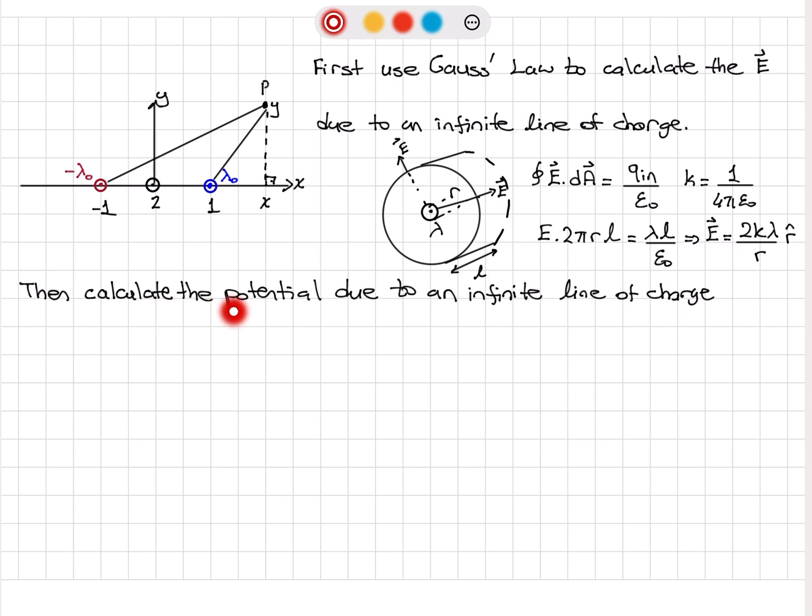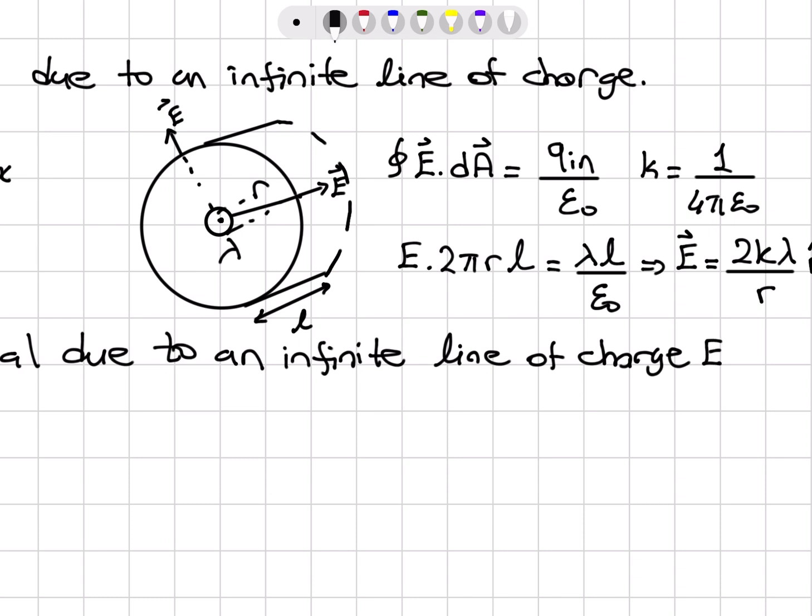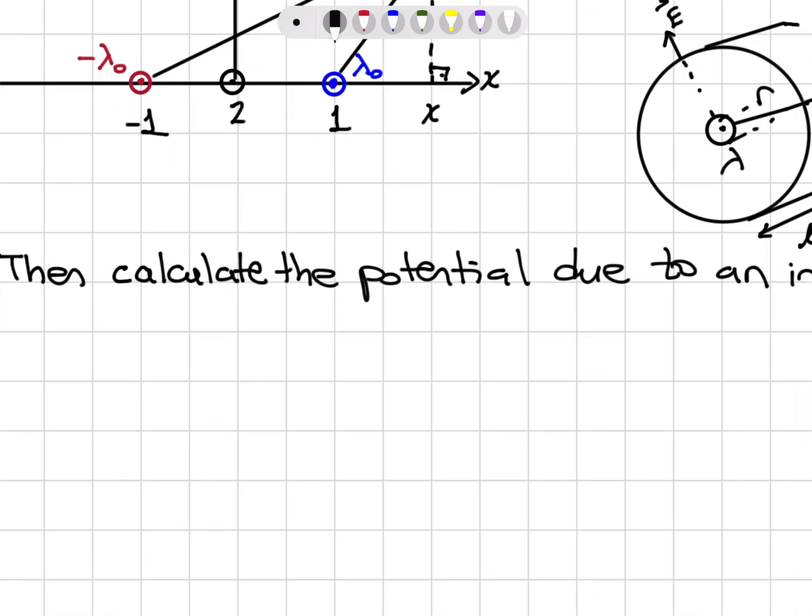Then we want to calculate the potential due to an infinite line of charge using our electric field potential relationship. Electric field is minus the gradient of the potential. So if I go from point R to point R0, the potential difference would be the integral from R0 to R of the electric field dot dl. So it's this path integral. This R0 that I'm considering here is my reference point where I will take the potential to be 0.